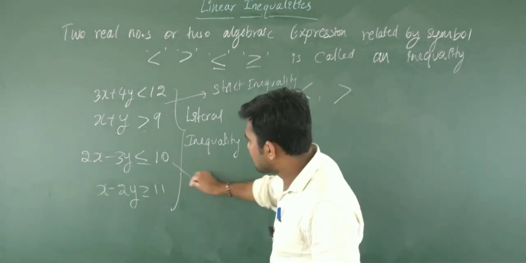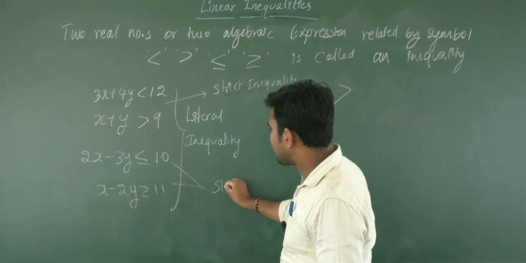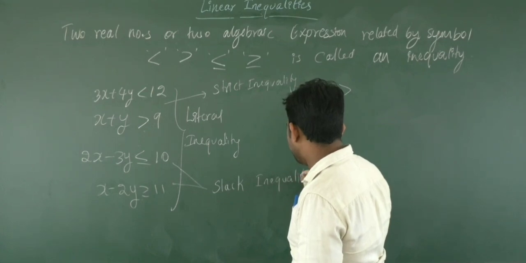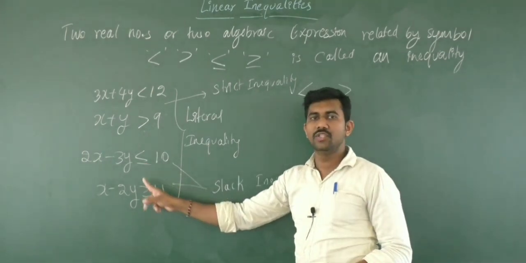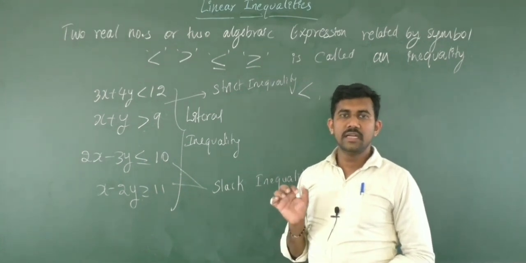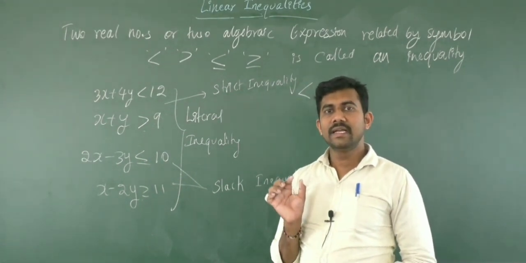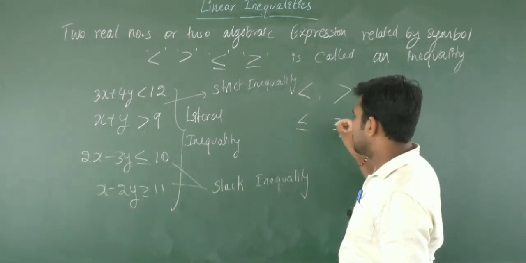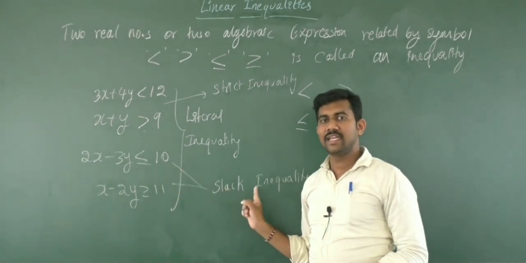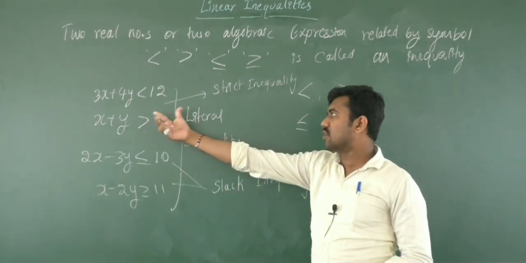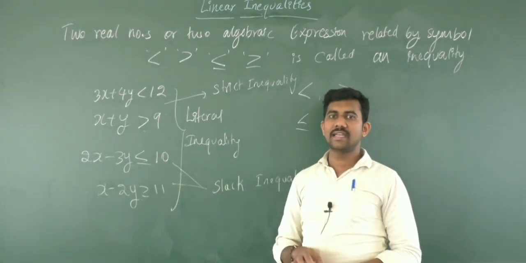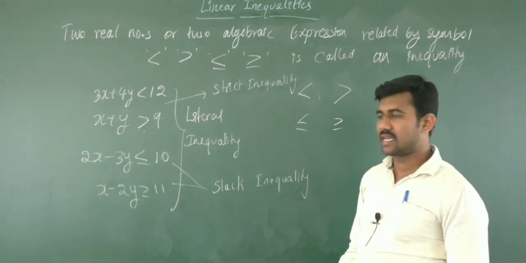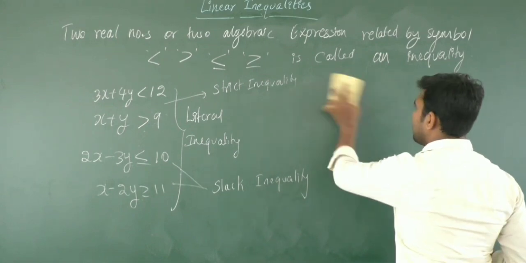But in these two cases, it is called a slack inequality, because we use the symbol less than or equal to, greater than or equal to. If an inequality contains the symbol less than or equal to or greater than or equal to, then those inequalities are called slack inequalities. So that is the difference between strict inequality and slack inequality. Understood what strict inequality and slack inequality mean.